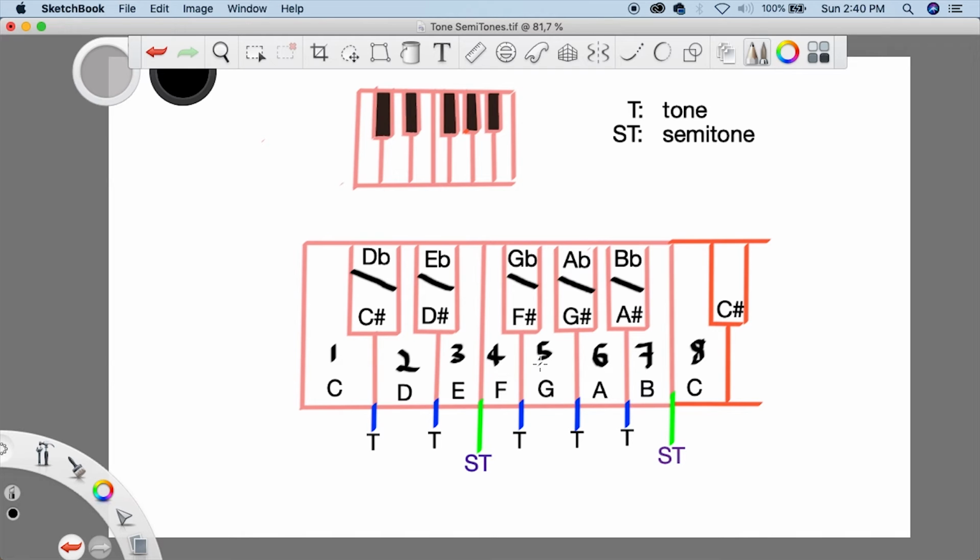So now let's go from your 4 to 5. We have a 4 sharp, which is F sharp. So from your 4 to 5 is a tone. From your 5 to 6 is a tone. From your 6 to 7 is a tone. And from your 7 to 8 is a semitone. So apply this method, then you'll be able to get the major scale on all keys.